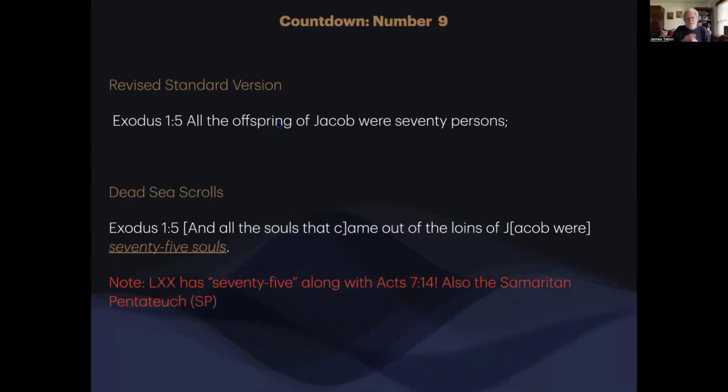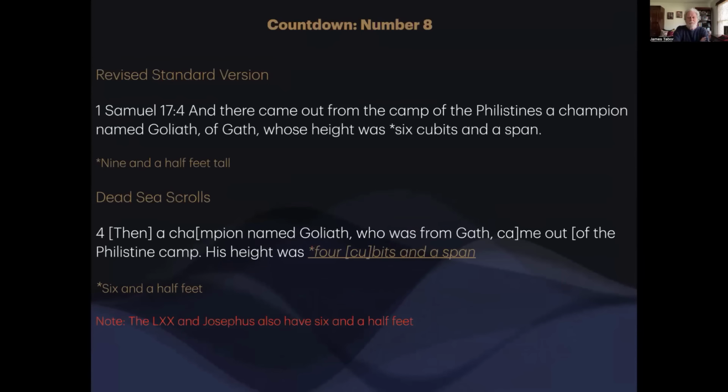Now, people have come up with all sorts of solutions. You can go online and just search what's the difference between the 70 and the 75 in the different manuscripts. And they come up with different names that could make up the extra 5 and so forth. That's not my concern. Here, we're just talking about number 9, you get different numbers. Now let's go down to number 8. You've also got different numbers. Now, this one I think you'll find kind of fascinating.